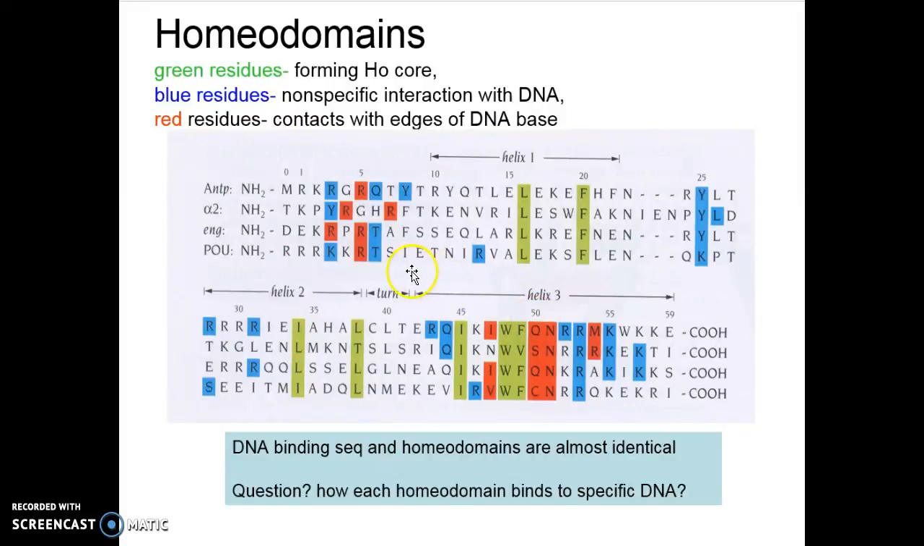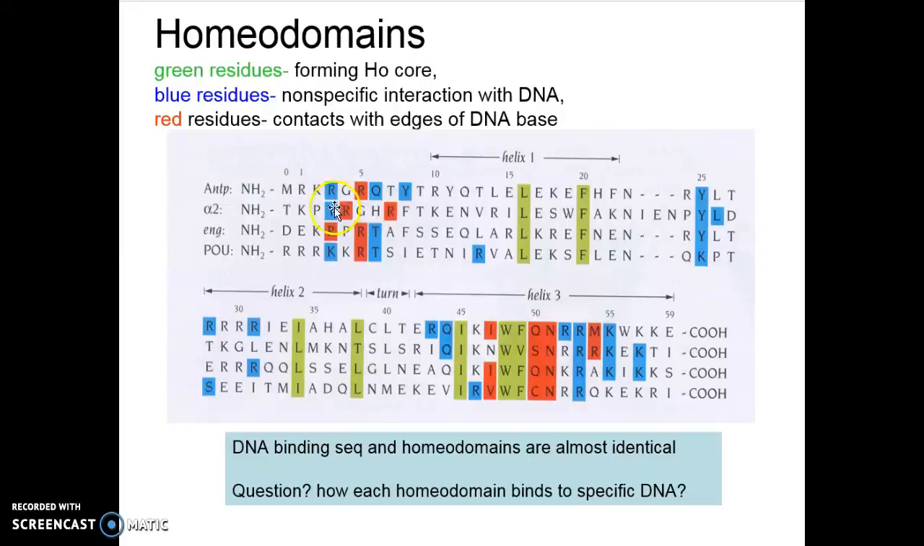Homeodomains from 4 different types are aligned to show some common consensus. You can see the positions of the 3 helices, 1, 2, 3, and then the green one forms the hydrophobic core, blue shows non-specific interactions with DNA, and red makes contact with the edges of DNA bases.